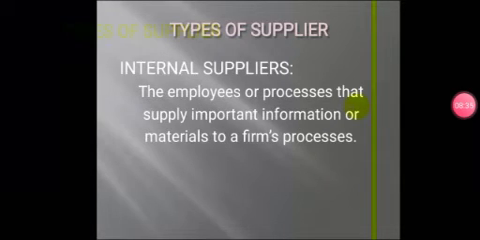Internal suppliers are those who may be employees or processes that supply important information or material. Inputs and outputs vary depending on the services or products produced. For example, inputs of a blue jeans company include denim, machines, plants, workers, managers, and services provided by outside consultants. Outputs are clothing and supporting services.